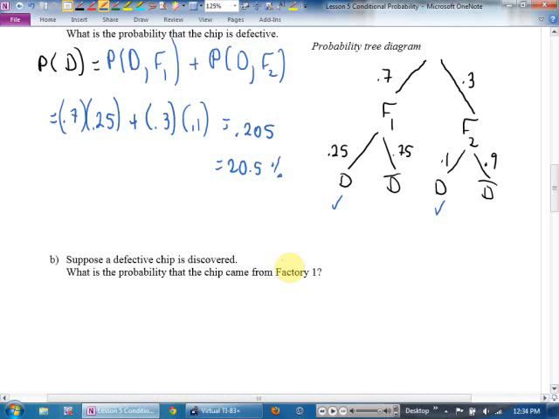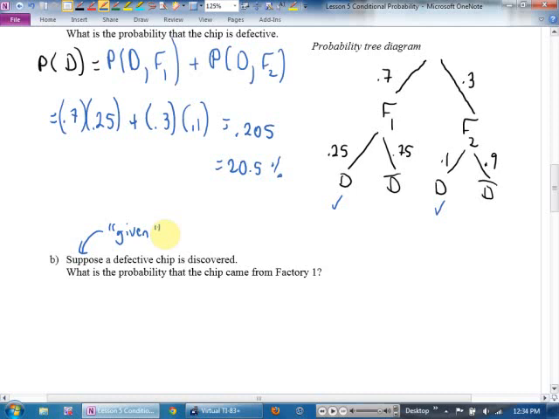Read B to me, kiddo. Stop. Especially for my ESL students, "suppose" is another synonym or trigger word for "given." The three words they use most often are "suppose that," "if," or "given." That's my preferred trigger word. Start over, kiddo. Keep going. Suppose an effective chip is discovered.